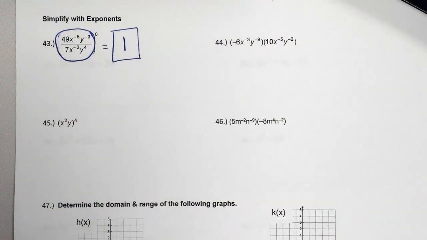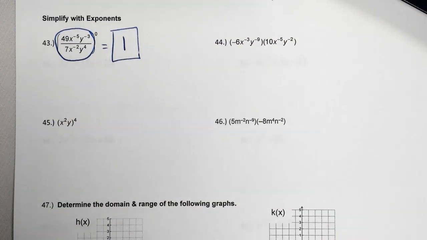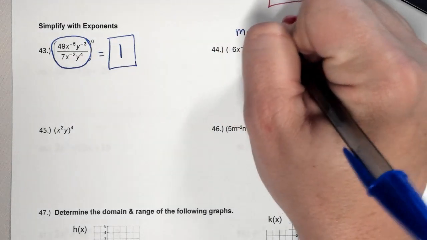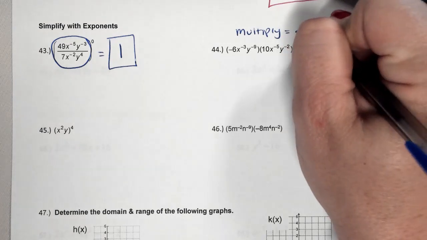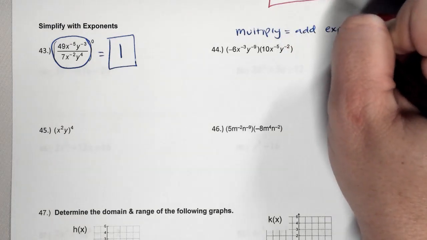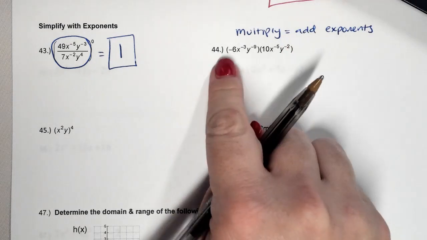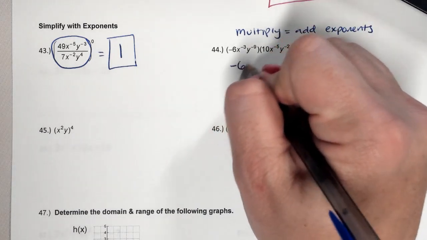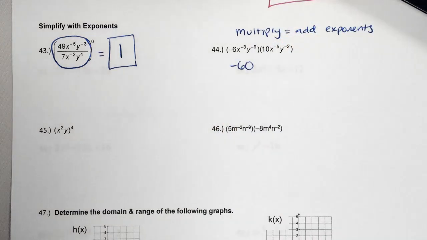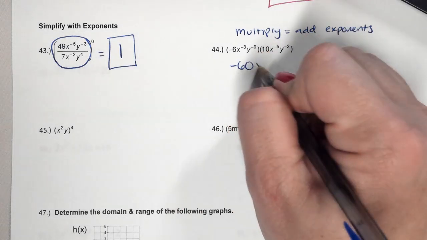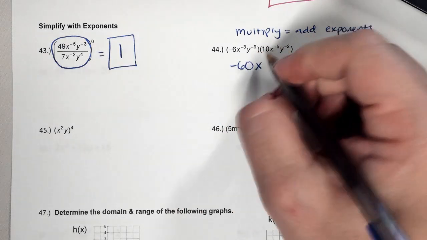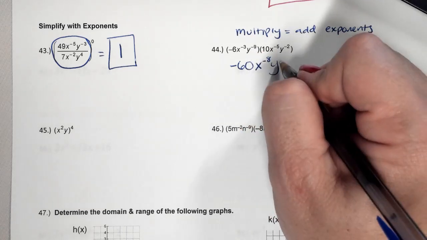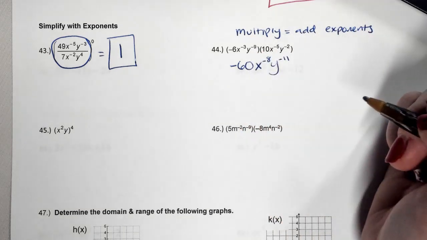Okay, 44, we're multiplying. Remember, we add exponents when we multiply. Now, that does not mean we add our coefficients. So negative 6 times 10 is negative 60. We treat big numbers like normal. But x, we add. So negative 3 plus negative 5 is negative 8. Negative 9 plus negative 2 is negative 11.